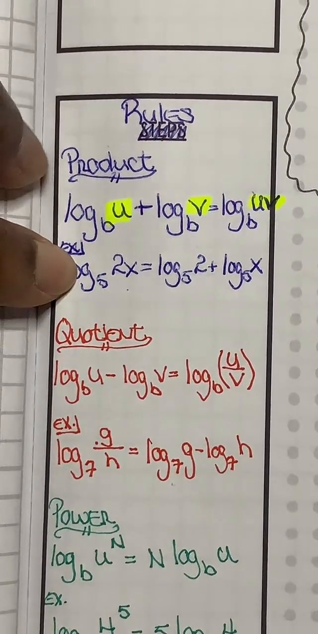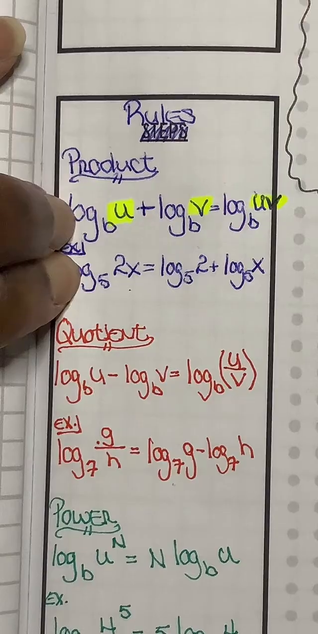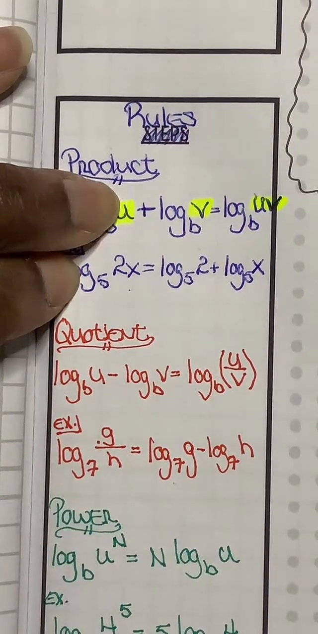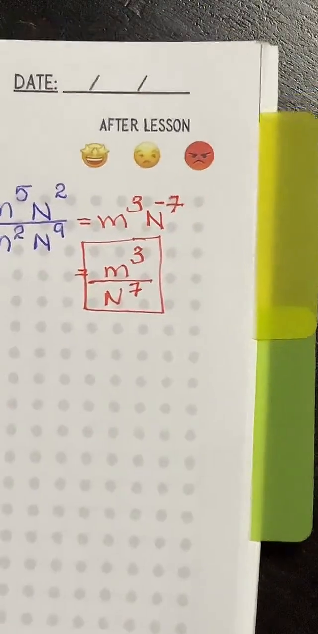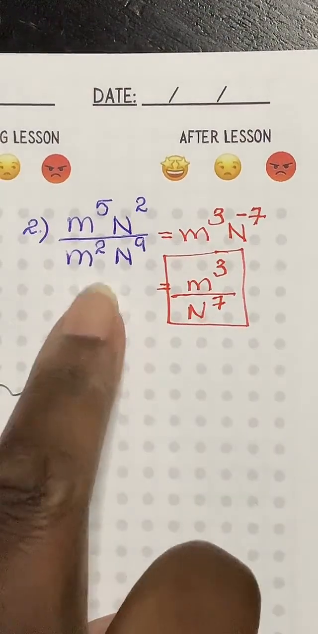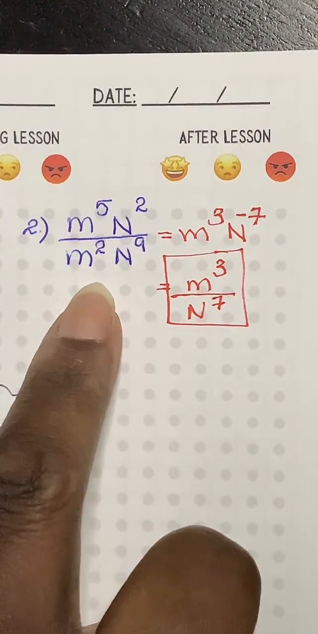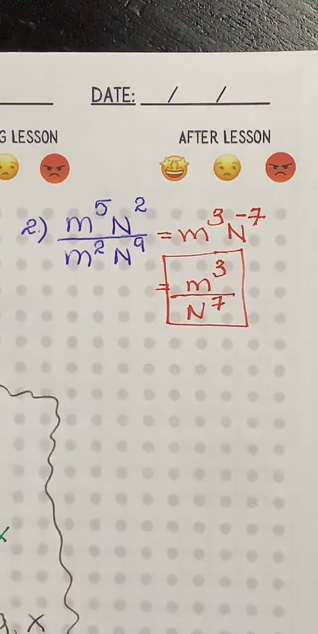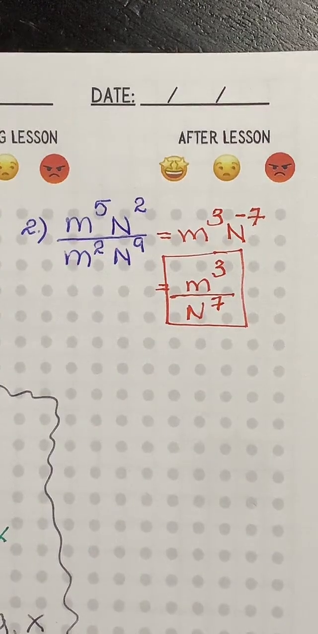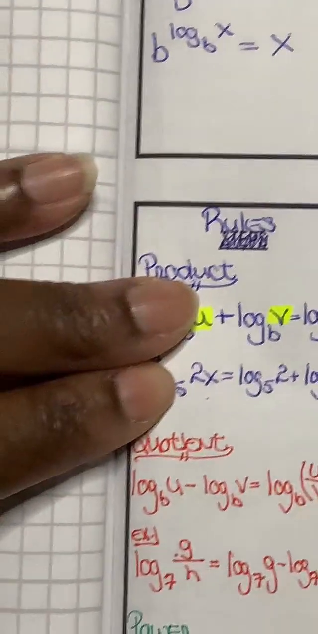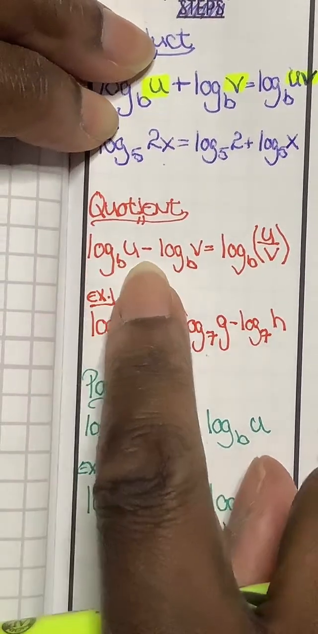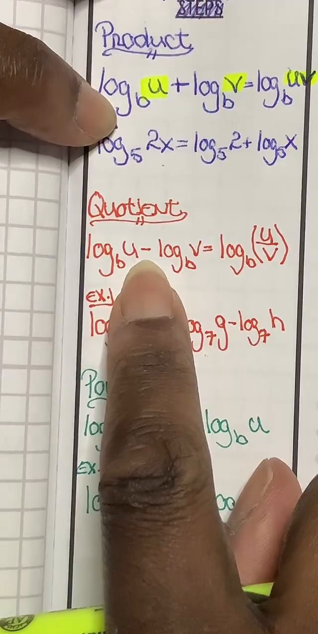Okay, so the next one, the quotient rule. So quotient is very similar to what I was doing when it was exponents. So when I'm dividing, I'm subtracting the exponents. Now, when it comes to logs, when I'm dividing, I'm subtracting the logs.